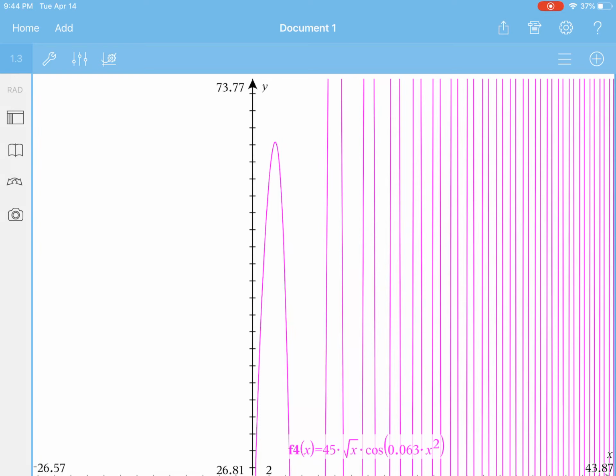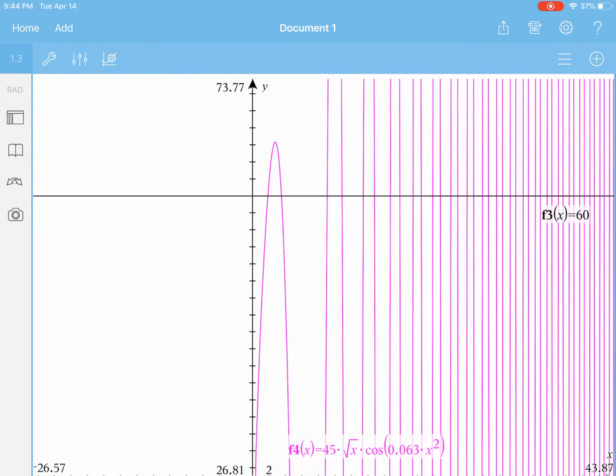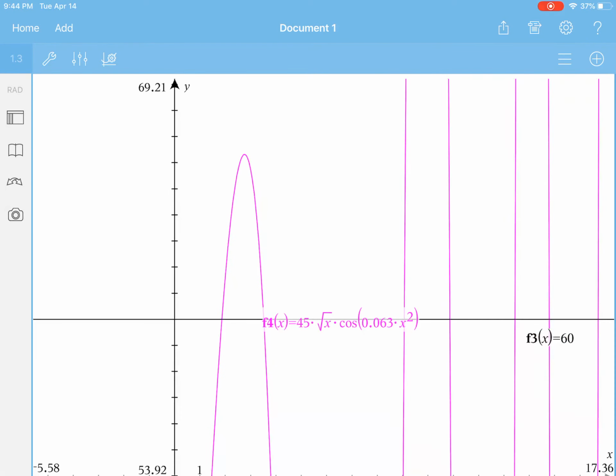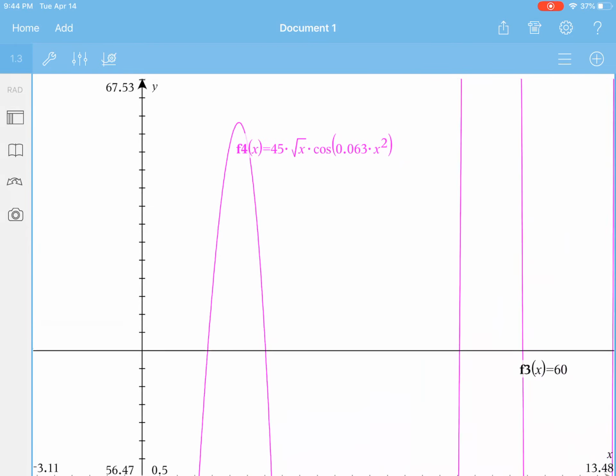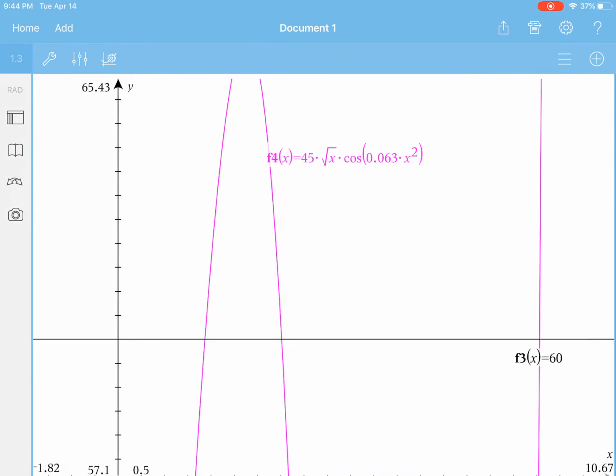Second thing, I also want you to graph 60. Literally just plug in 60 as your equation. So y is equal to 60, and you're going to get this black line. The reason we want to graph 60 as well is because we're trying to figure out when this graph is above this line. So the only part we really care about is this hill of the curve that we see here.